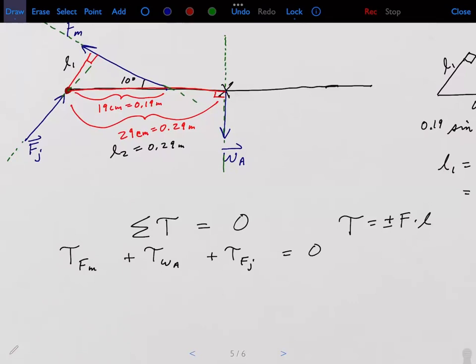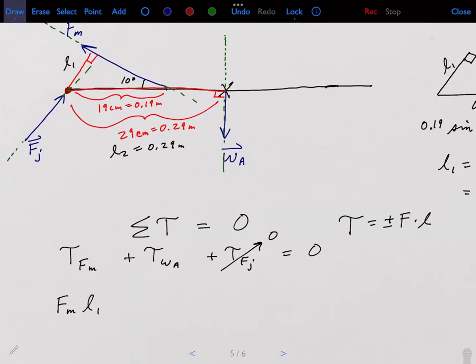And we just said that that joint force, since it passes right through the shoulder joint, has no moment arm, right? So that torque, since torque is force times moment arm, is going to be 0. There is no torque due to the joint force. But the other two will have torques. So the torque due to the muscle force is going to be the muscle force, Fm, times the moment arm, which we just said was L1.